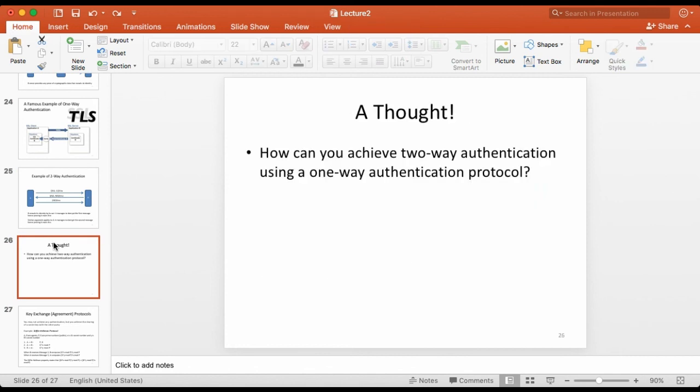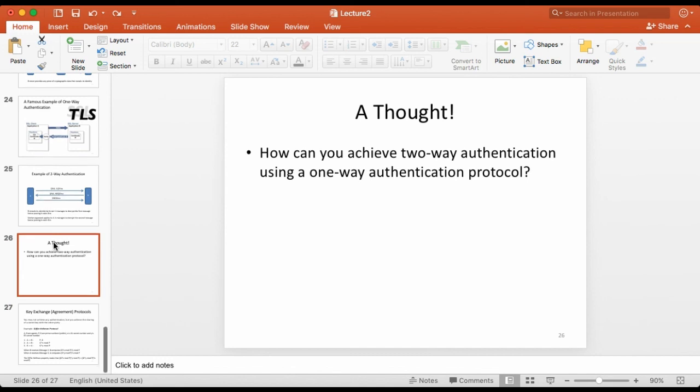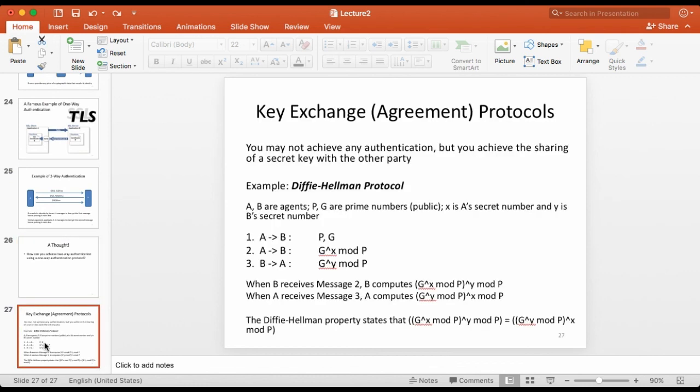Now, here's a thought for you guys. How do you achieve a two-way authentication using just one-way authentication protocols? If you think of it, the answer is very simple. You run the one-way authentication twice. So you run two instances of a one-way authentication, each time in a separate direction. You run it once from A to B, and you run it the second time from B to A. And that way you can achieve two-way authentication using one-way authentication protocols.